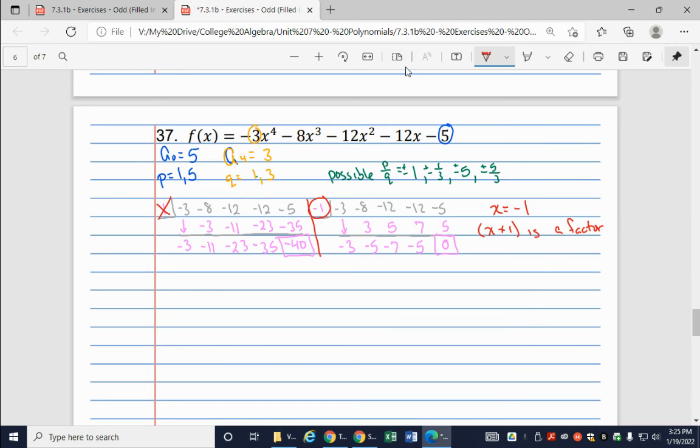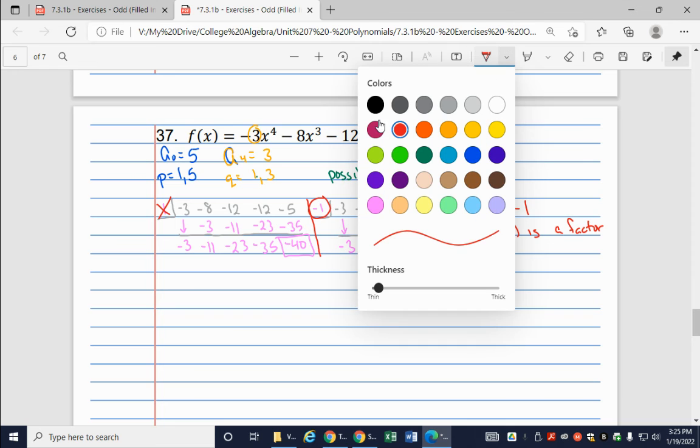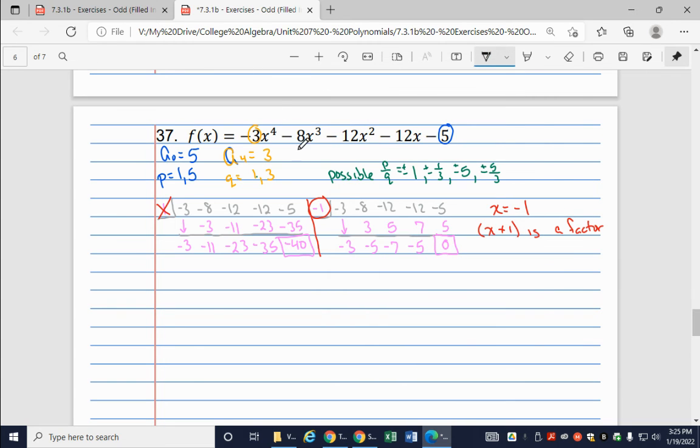Okay? So then, since this is x to the fourth, now I'm going to have x to the third, x squared, x, and x to the 0. So now I'm going to work with negative 3 x to the third, minus 5 x squared, minus 7 x, minus 5.